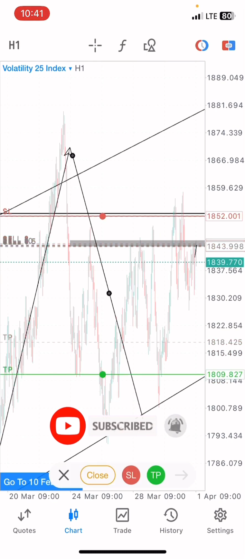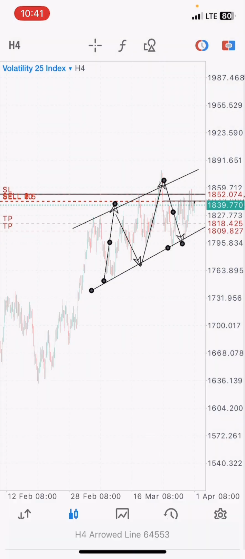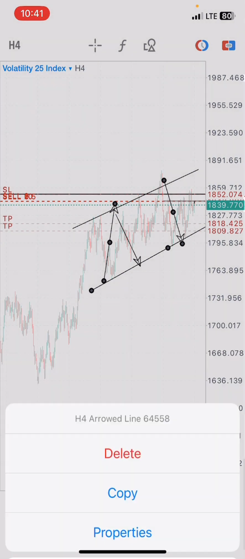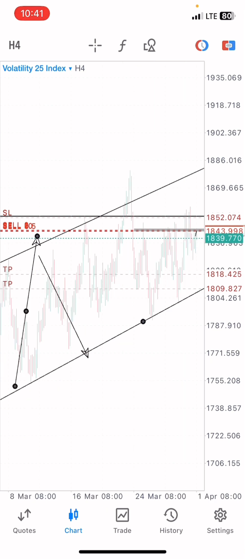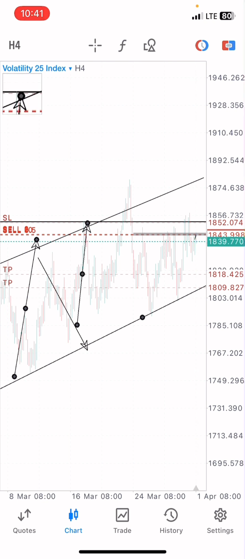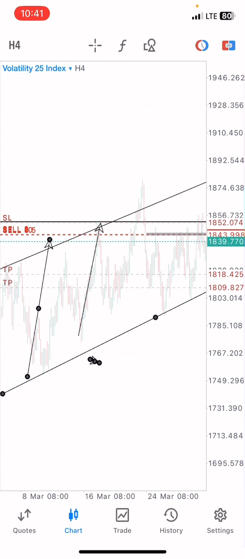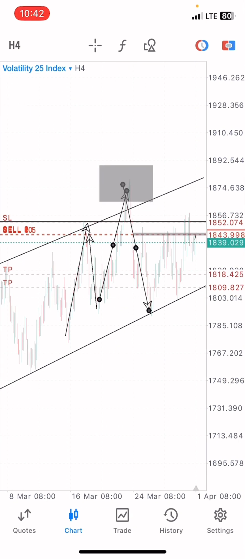So on the 4-hour time frame, let me delete all these things. Price had a formation, a kind of head and shoulders pattern. This is the left shoulder, and this is the head formation, which created a fake out at this point.